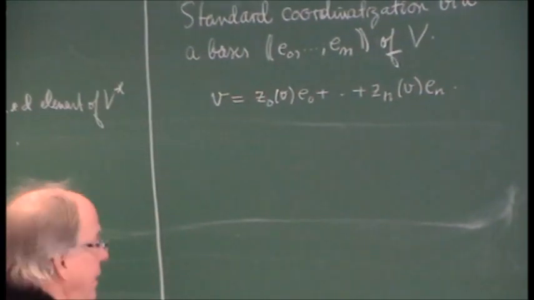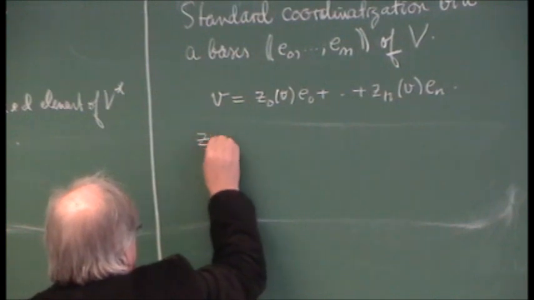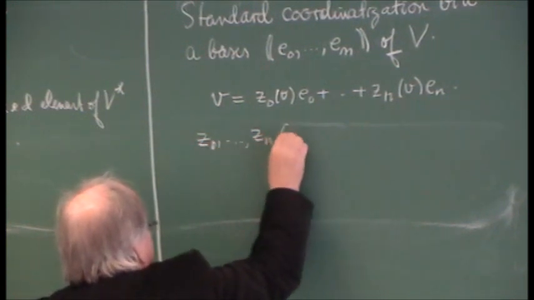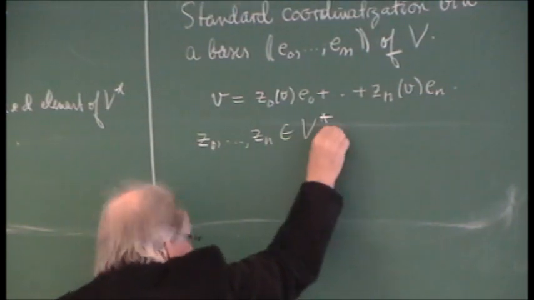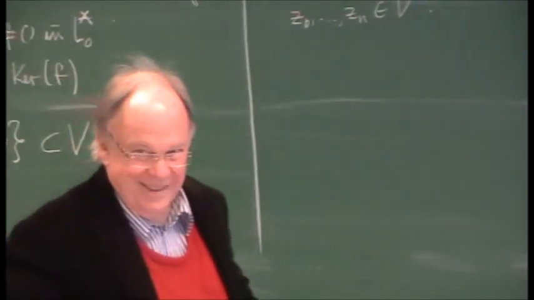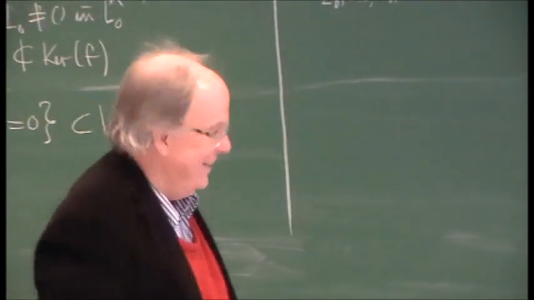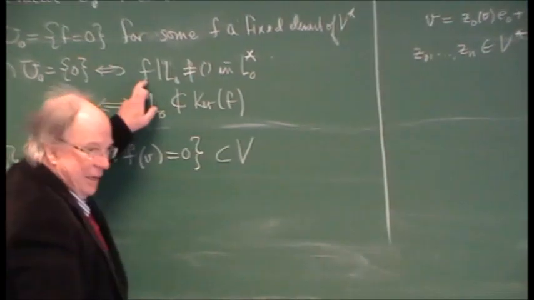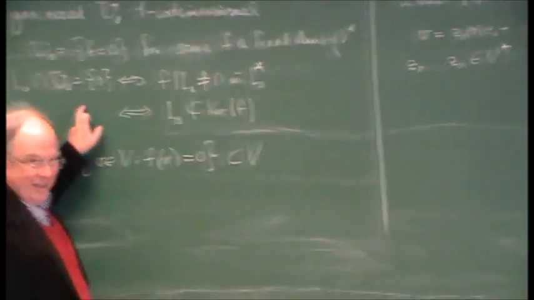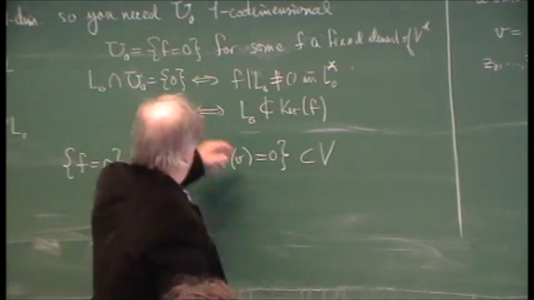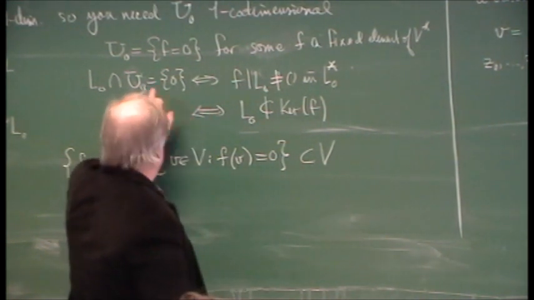Believe it or not, Z1 through Z0 through Zn are linear functions. This is fundamental. Well, we have linear functions, and I told you what we should do here. When you have a linear function, you should look at an open set where that function doesn't vanish.